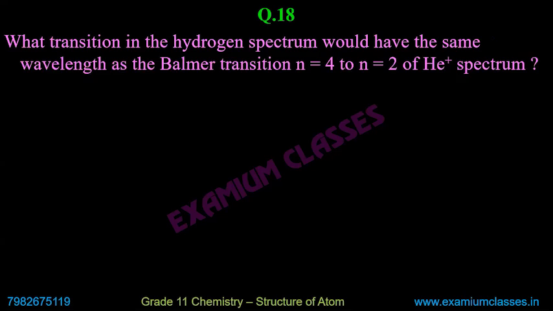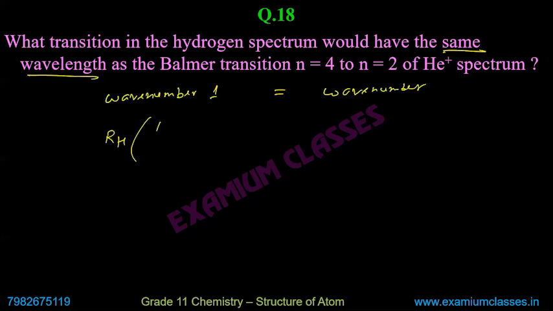Right. So basically, to save time in such questions, if we are talking about the same wavelength, it means wave number will also be the same. If wavelength is the same, 1 by lambda will also be the same. So you need to say wave number 1 is equal to wave number 2. That is RH into 1 by 2 square minus 1 by 4 square, of helium.